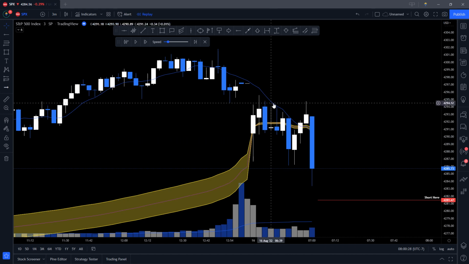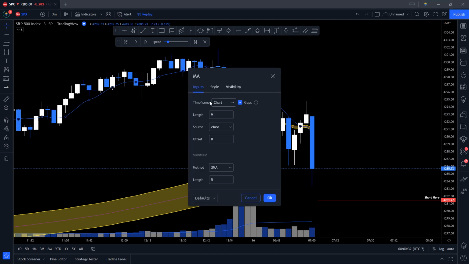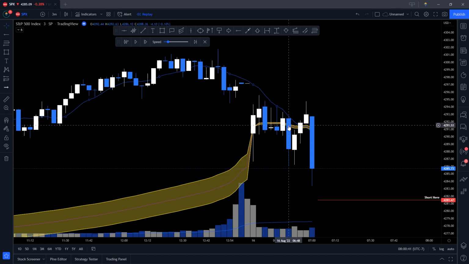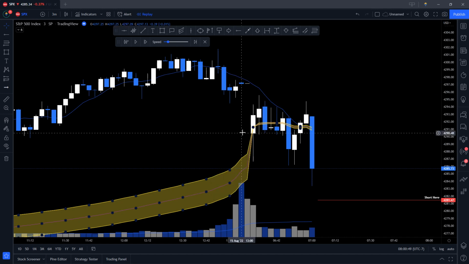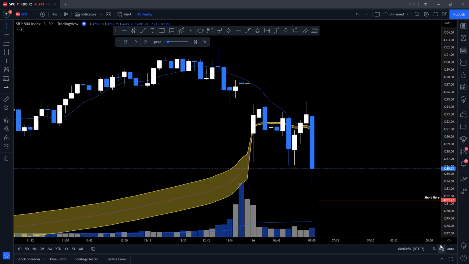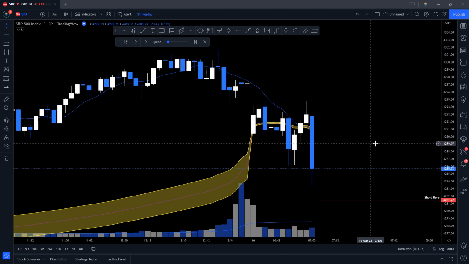Basically, you're going to be using two different indicators. One is going to be moving average exponential. The length is going to be 9, so 9 EMA. The second indicator is going to be your VWAP, and you want to do this with extended trading hours turned off. So this is just regular trading hours.